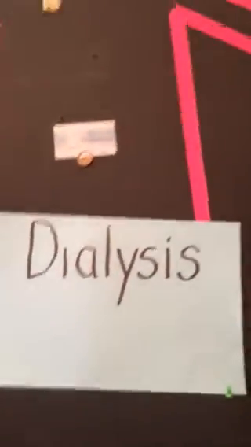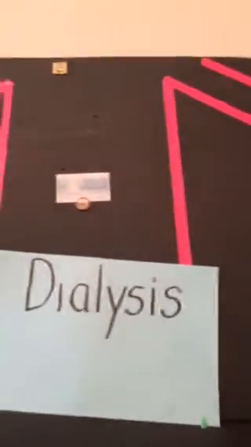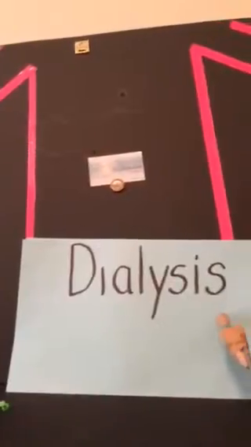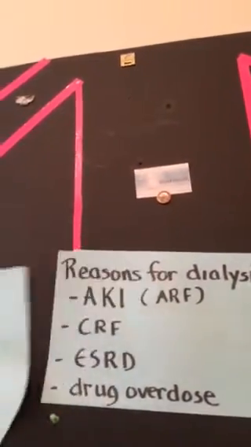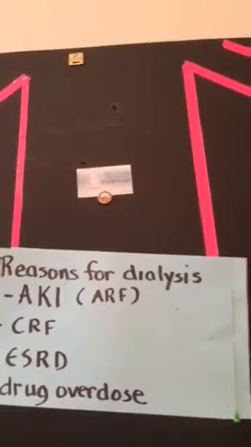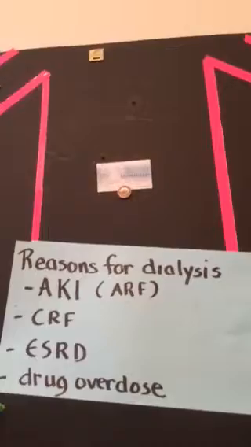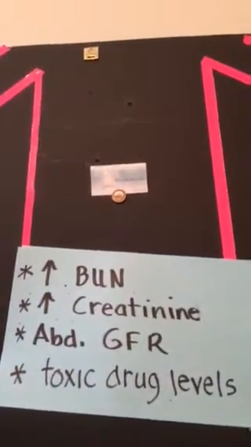We're going to be talking about dialysis. What is dialysis? Why do we need dialysis? Acute kidney injury, otherwise known as acute renal failure, chronic renal failure, end-stage renal disease, and/or drug overdose. We've got to get those toxins out of the system. Notice the kidney function is measured by increased BUN, increased creatinine, abnormal GFR, glomerular filtration rate, and toxic drug levels.